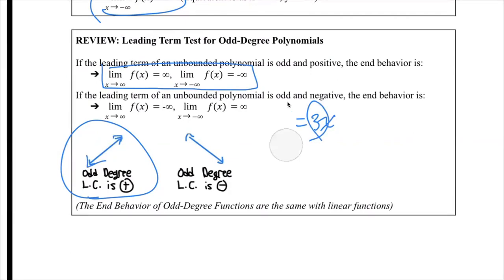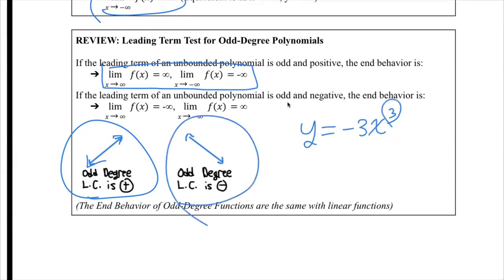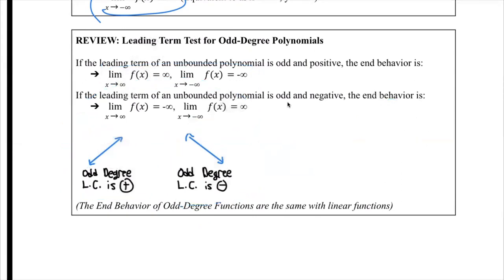If the leading term of the unbounded polynomial is odd and negative, like this, the end behavior will follow the shape of this, meaning that as x goes to positive infinity, y will go to negative infinity, and as x goes to negative infinity, y will go to positive infinity. So by looking at the leading term, you can determine the general end behavior of polynomials.